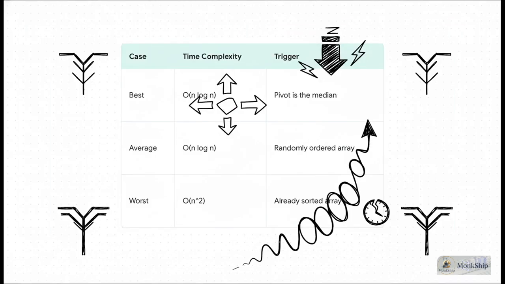Let's put some terms to this. In computer science, we call this time complexity. In the best and average cases, which is what happens most of the time, Quicksort's performance is O(n log n). Now that's just a mathematical way of saying it's incredibly fast and efficient, even with huge lists. But in that worst case scenario, performance drops to O(n squared), which means the time it takes to sort grows exponentially. The good news is that worst case is pretty rare in the real world.